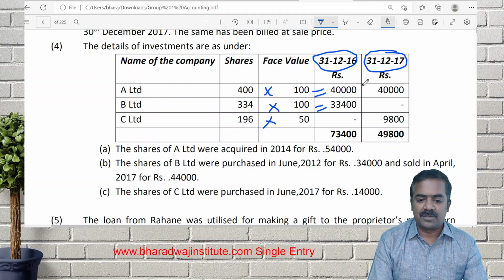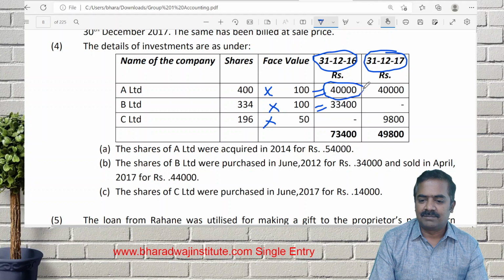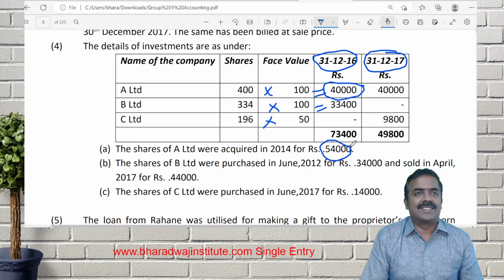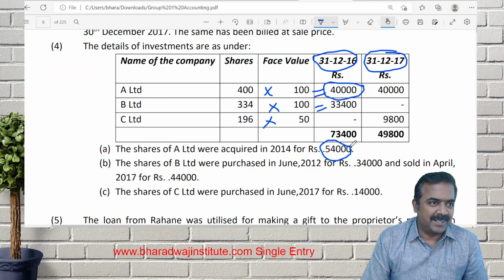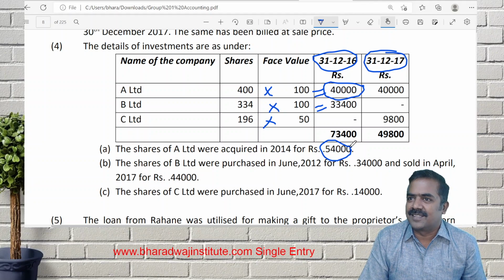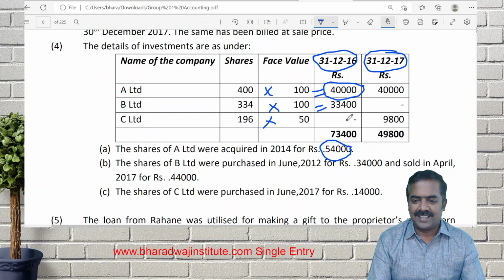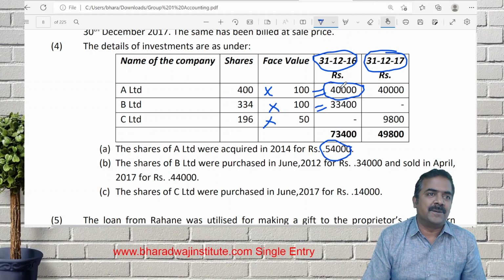Okay, the 40,000 that was given, what value is it? Market value. Cost is how much? 54,000. They took whichever is less. Because stocks should be valued at what? Cost or market price, whichever is less. This is only a face value. What do you mean by face value? Nominal value.